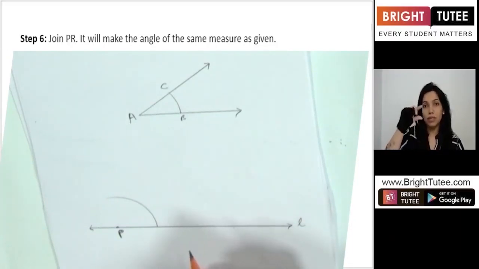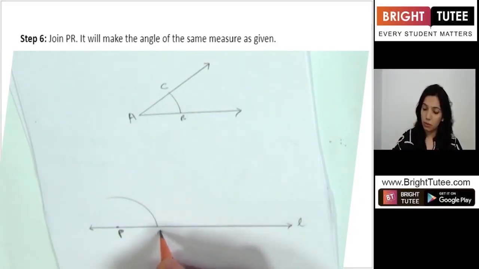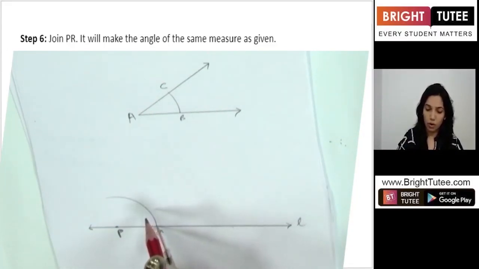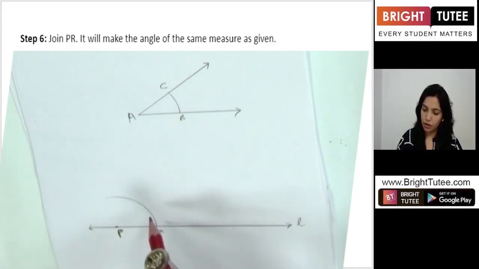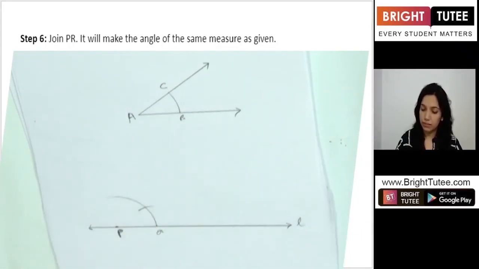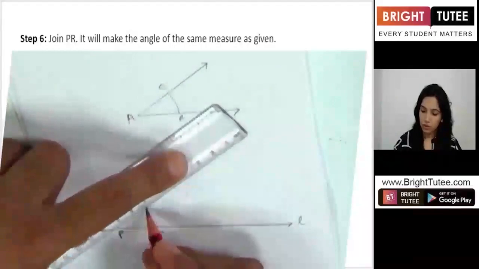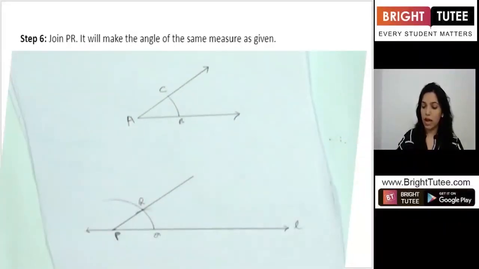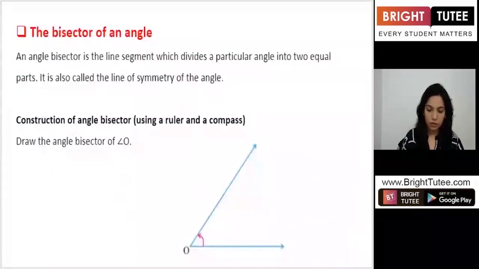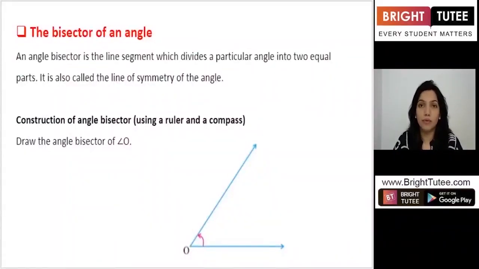Now with this particular opening of your compass, you keep the point at Q, here on the line L. Keeping the point at Q, you will make an arc. Whatever opening you have, make an arc to it. Let's name this as R. Now you just need to join P to this point R, and what you have got on this line L is the angle equal to the measure of angle A that was given to us. Simple. Now let us move ahead to learn how we can draw the bisector of an angle.